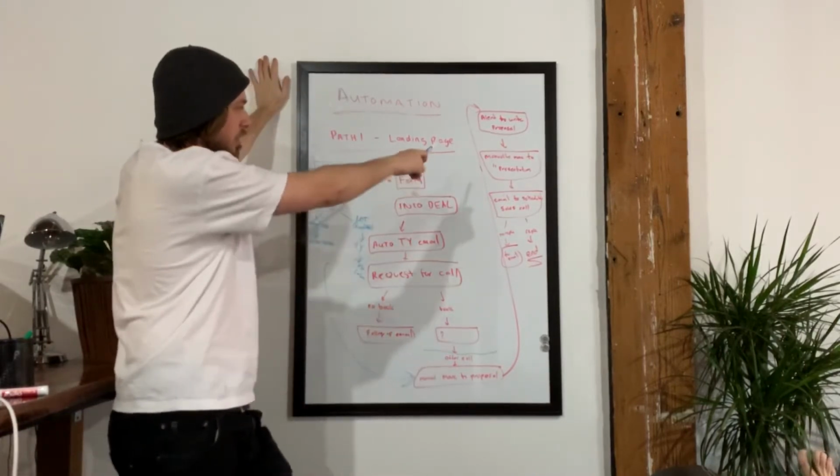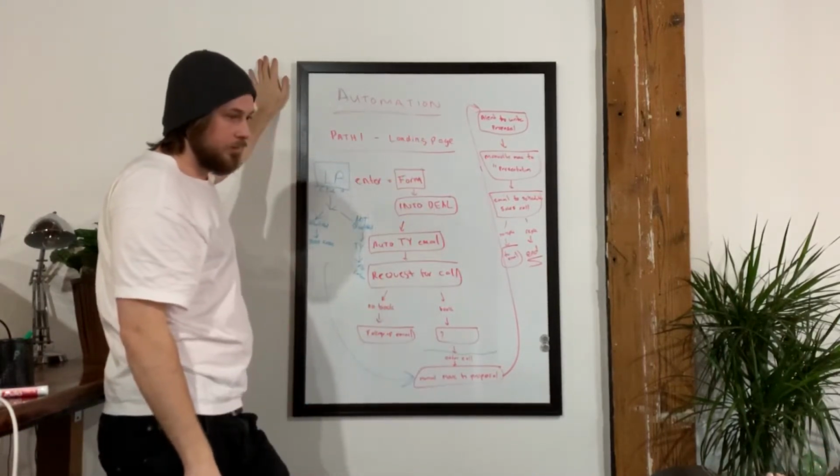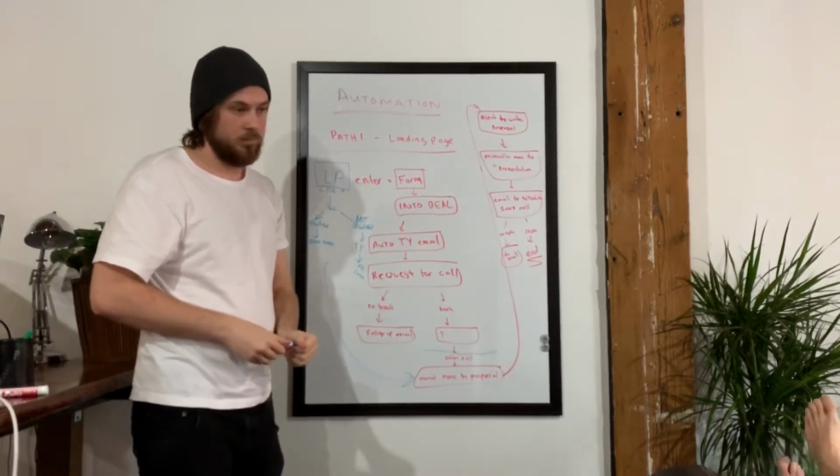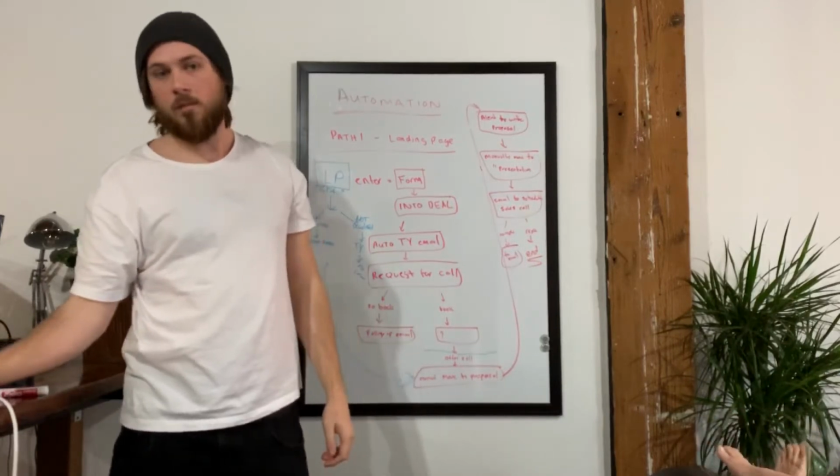Manual move to proposal, and then that happens. I wonder if there's a sequential form that's built into ActiveCampaign. No. No.